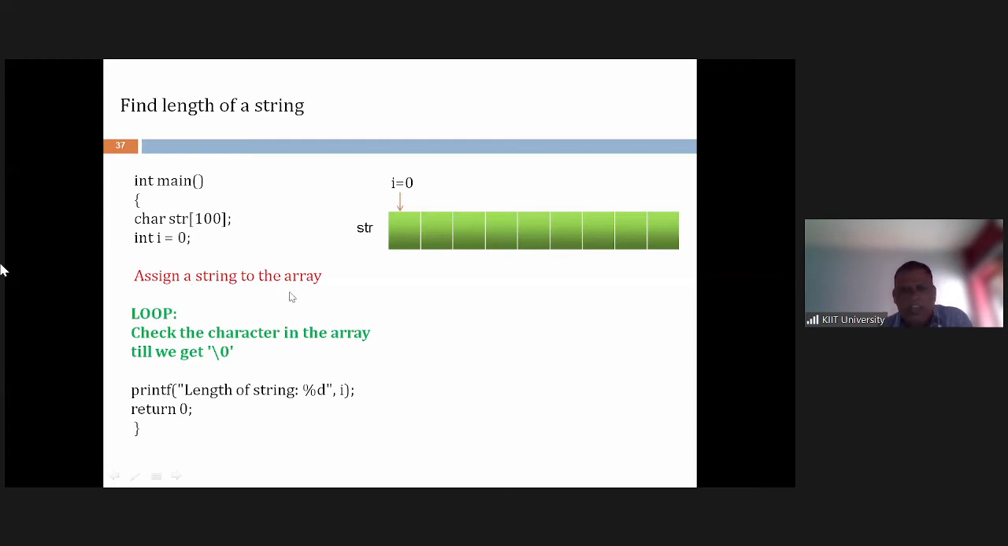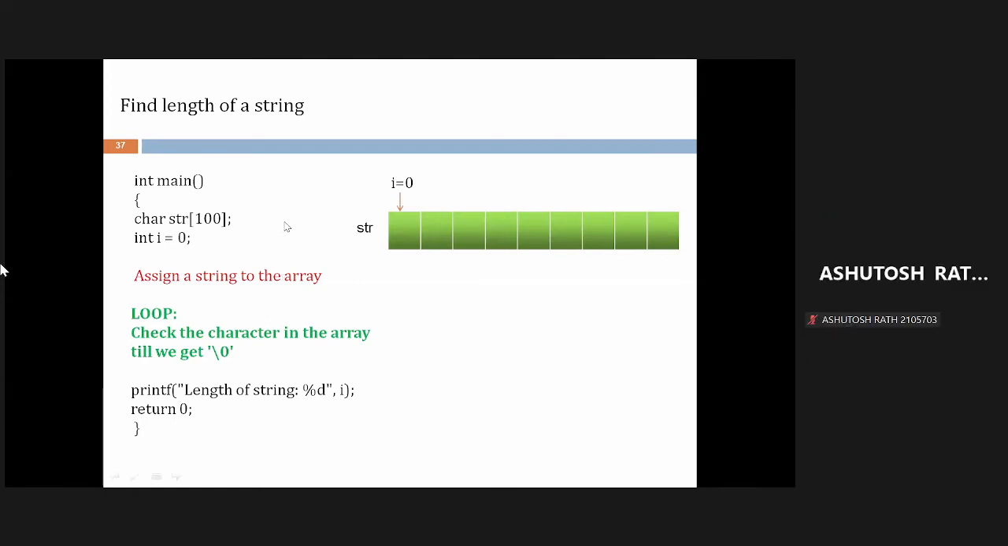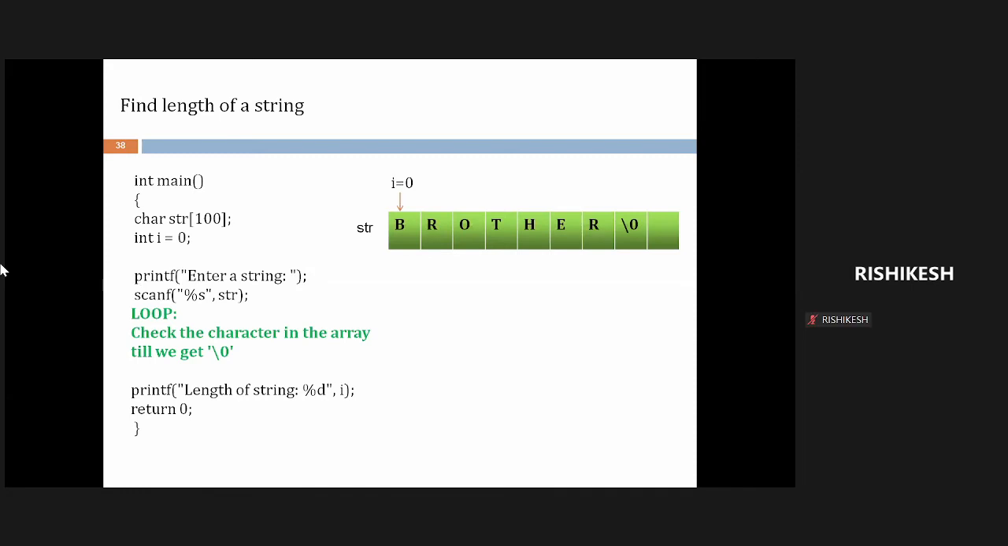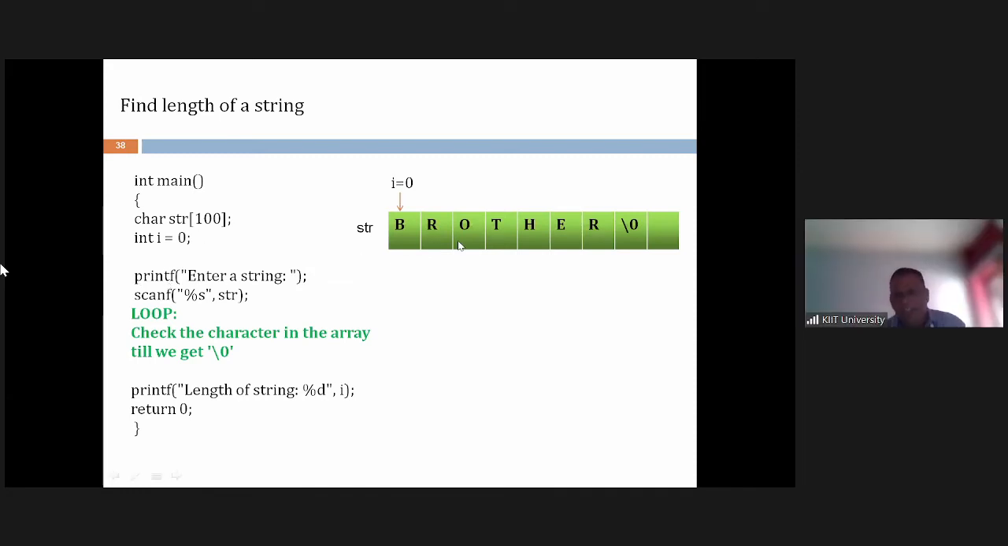Can I assign a string to the array by using gets or scanf percentage s? Yes, sir. Or in the declaration statement, I could have also assigned it. Say, Hello brother. Yes or no? Yes, sir. So we entered a string, and the string is basically Hello brother backslash 0. Now I'll run my loop to count the number of characters over here.